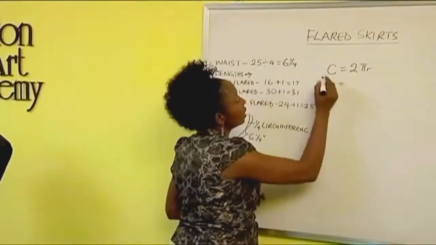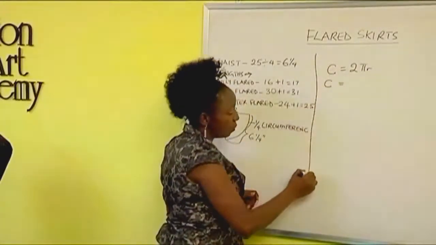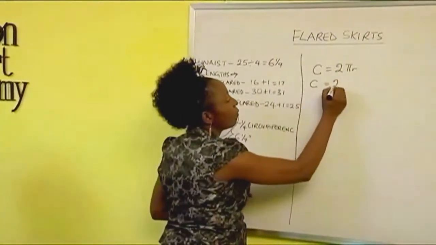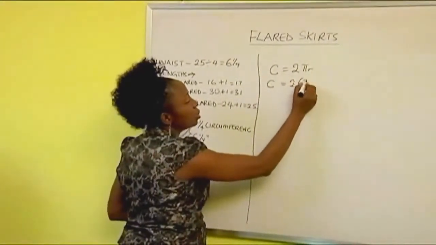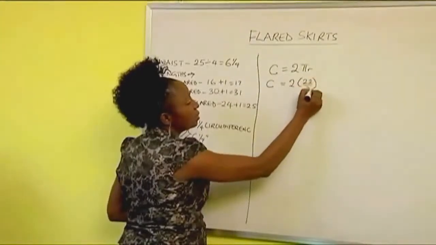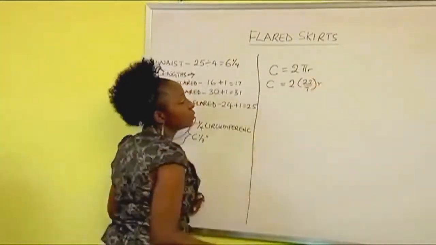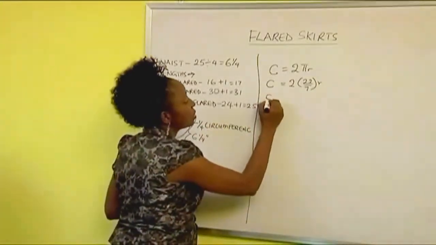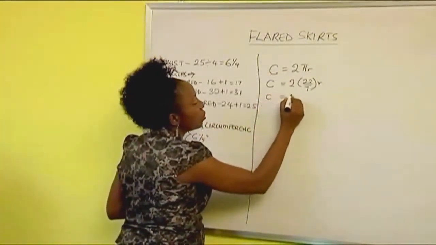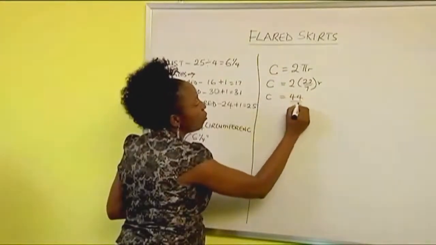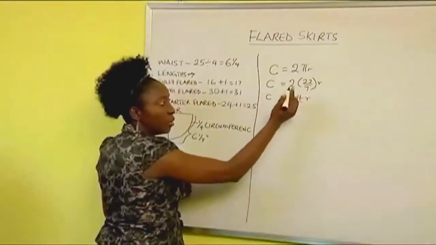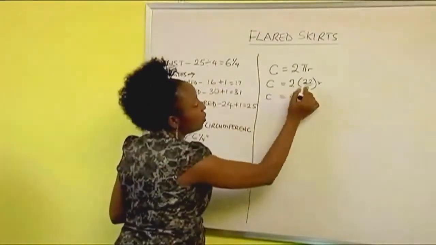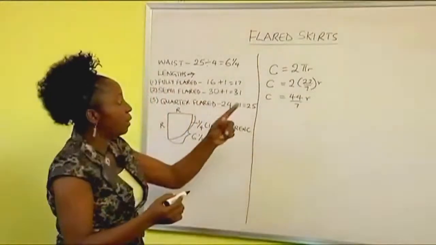C equals, let me just get this around here so that we'll know what we're doing. C now equals 2 into bracket 22/7 times r. I'm going to open that up a little, so I'll give you C equals 44/7 r, because I just multiplied 2 times 22. That's all I have to do. And I get my 44/7, and that will multiply by r.